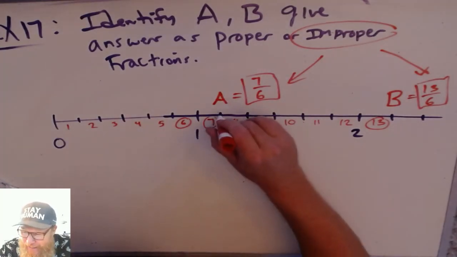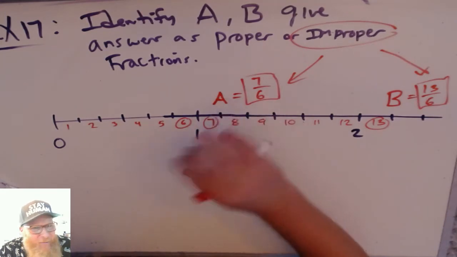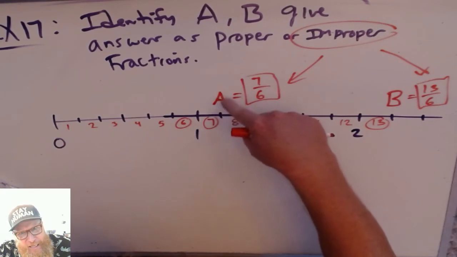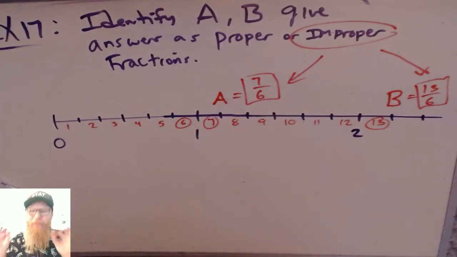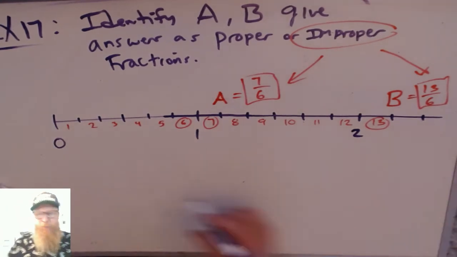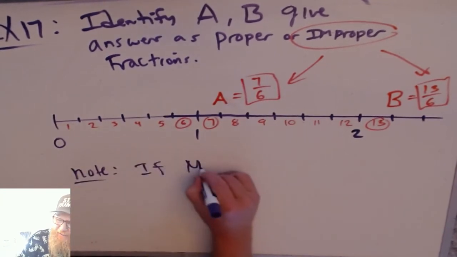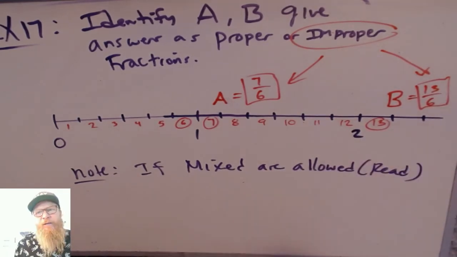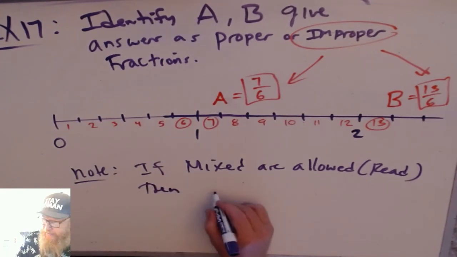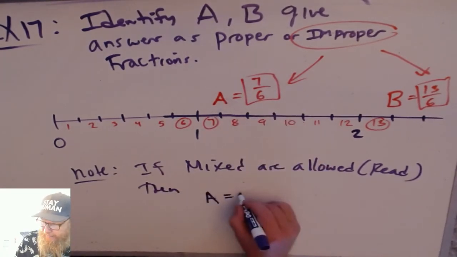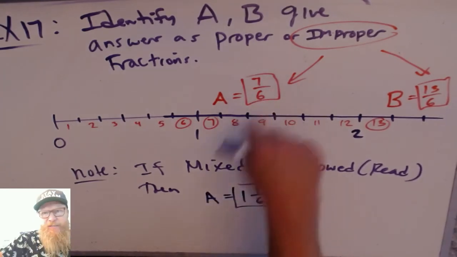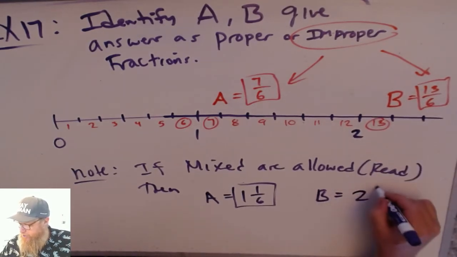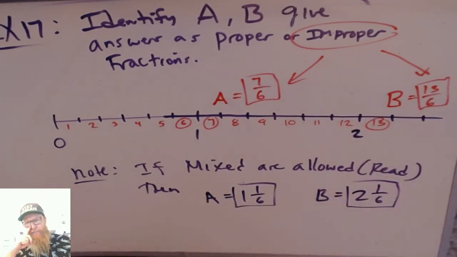I really should be putting dots on the line to indicate the letter. If there's any ambiguity, just go to whichever tick mark is closest to the letter. When we really get into the specifics of graphing, I will have to start using dots and lines, but right now I'm just kind of waving my hands in the air. All right, I will make a note. If mixed numbers were allowed, make sure you read carefully, then the answers would be 1 1/6, that would be 7/6, and then B would be 2 1/6. Yeah, if the mixed numbers were allowed.